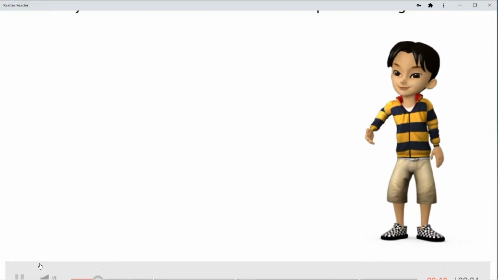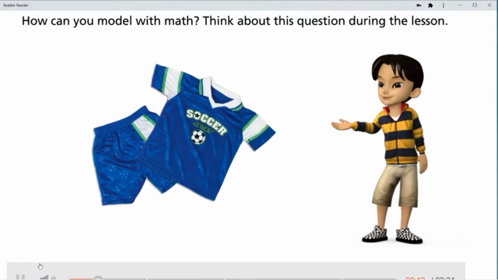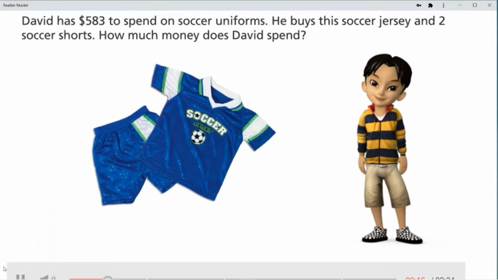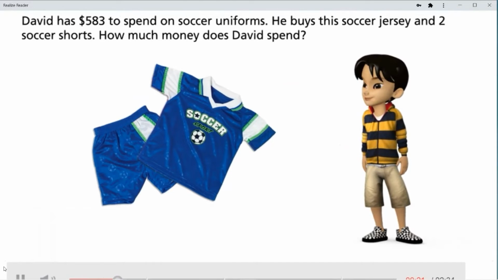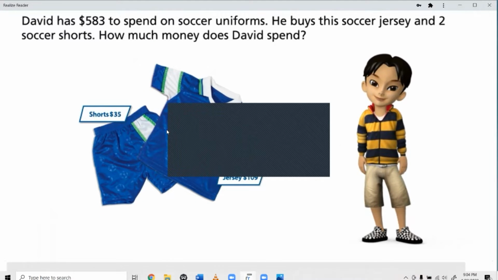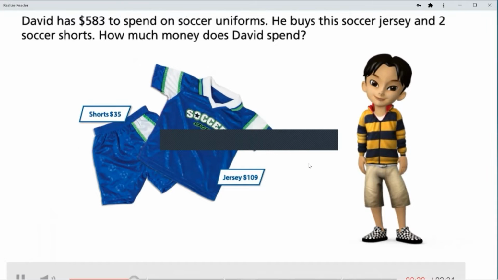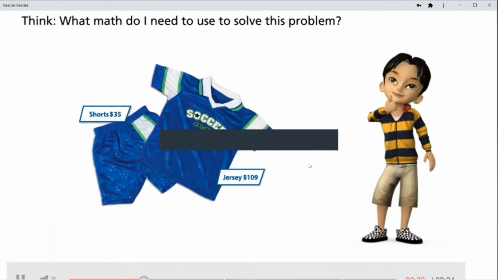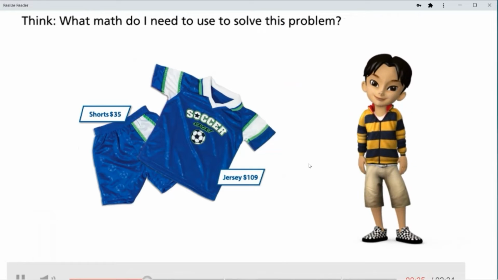How can you model with math? Think about this question during the lesson. David has $583 to spend on soccer uniforms. He buys this soccer jersey and 2 soccer shorts. How much money does David spend? Think, what math do I need to use to solve this problem?